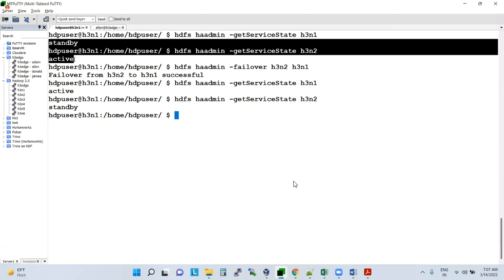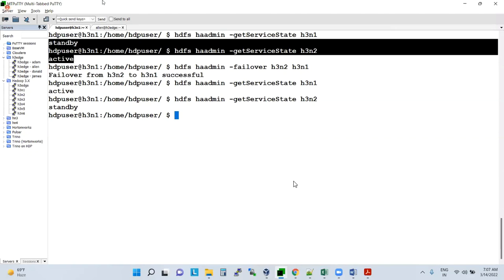Sir, if one name node suddenly breaks down, is it switched to the second one automatically? It is not switching, right? I'm showing you practically. Is it switching? No, that's what I'm asking. It's not switching actually.